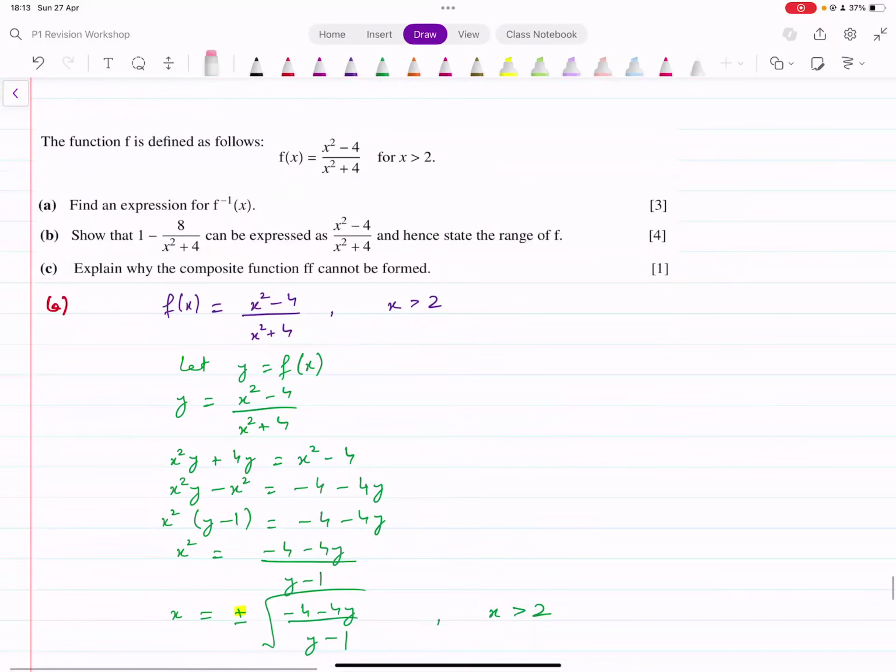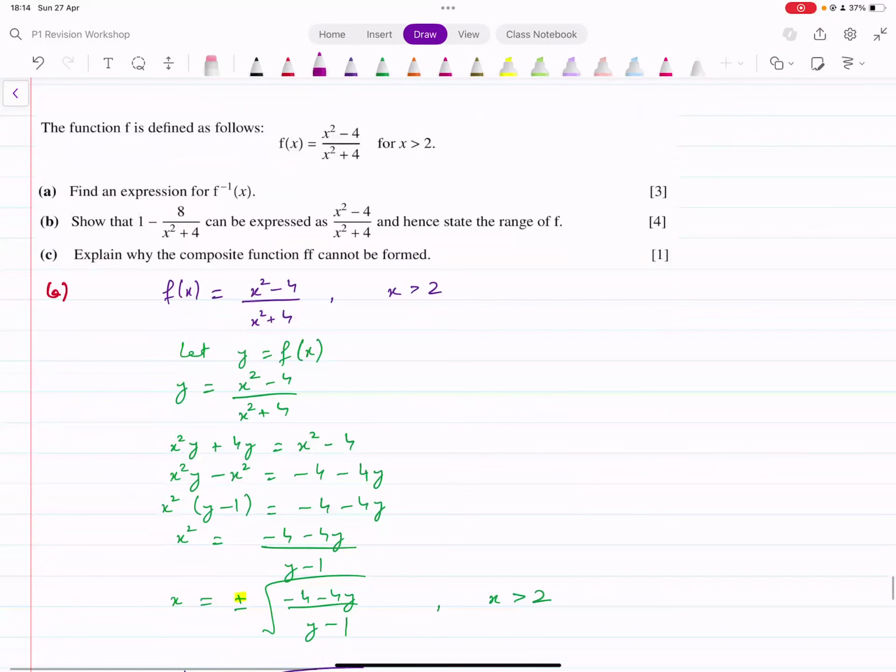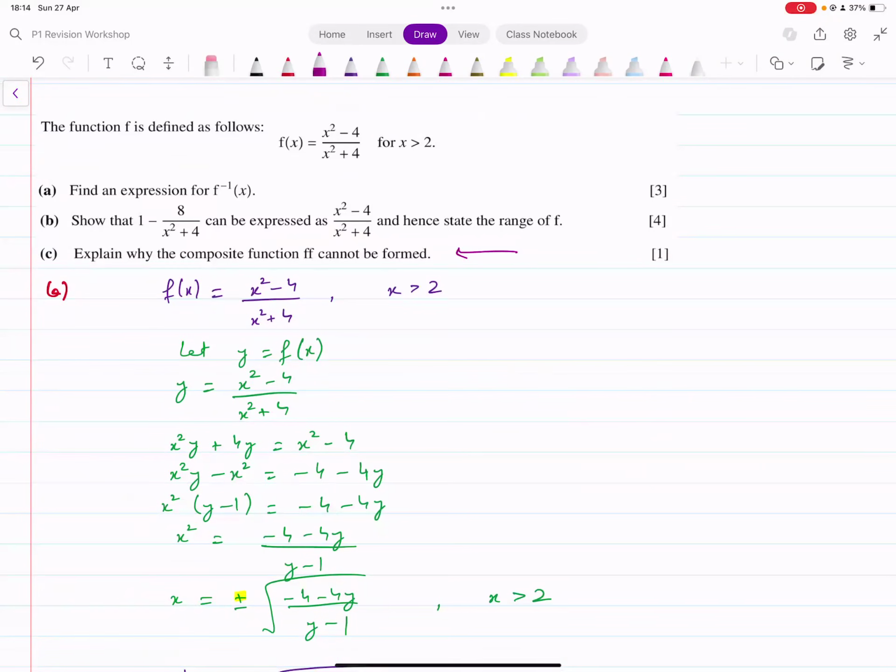This is another example. So I'm going to skip the other parts. Just look at the last part here. This is the function f of x. f of x is (x squared minus 4) divided by (x squared plus 4). The domain is x greater than 2. Now, they're saying explain why the composite function ff cannot be formed. How do you think about that?